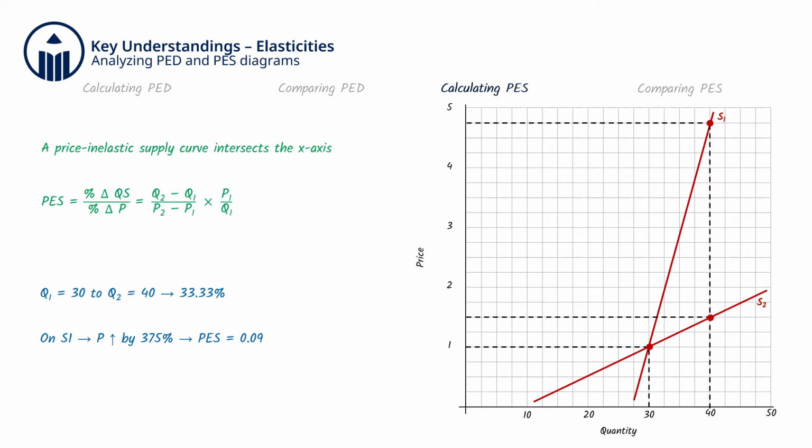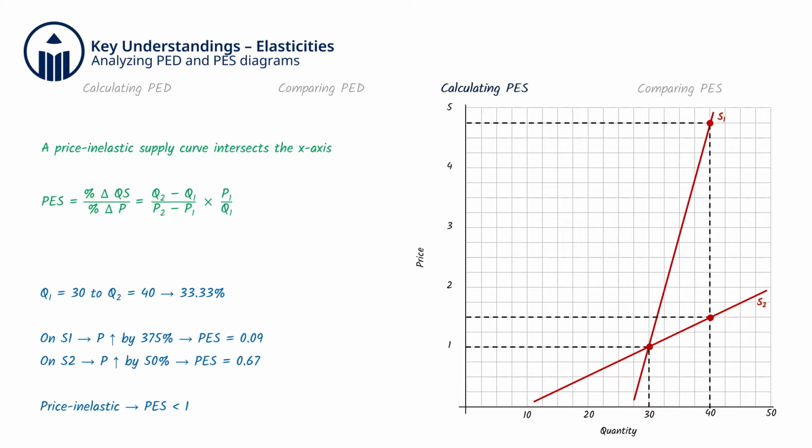This answer is correct to 2 decimal places. Whereas on S2, the increase in price from 1 to 1.5 is a 50% increase in price, and that gives us a PES of 33.33% divided by 50%, and that equals 0.67. This answer is correct to 2 decimal places.